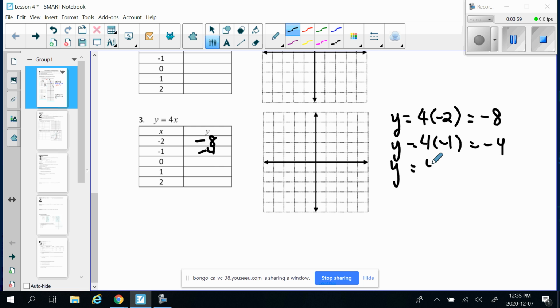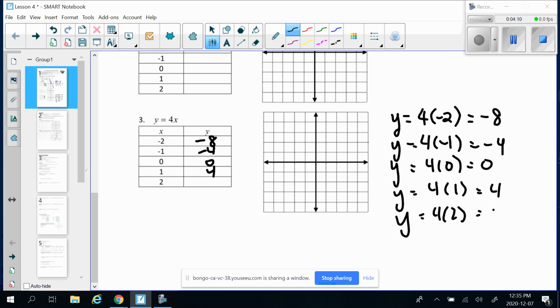y is equal to 4 times 0, which is 0. So that'll go here. y is equal to 4 times 1, which is 4. And y is equal to 4 times 2, which is 8. So I can go ahead and plot these now. There's a point at (-2, -8), which is going to be down here.